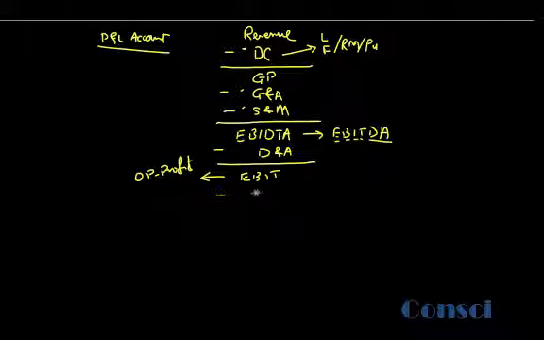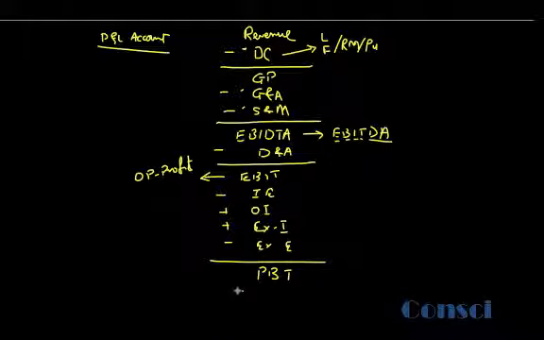From EBIT, you would then deduct interest expenses, then add other income items. Then there is a possibility that there is some extraordinary gain, so I would write as extraordinary income, or there is some extraordinary expenses which will lead to profit before tax. From this profit before tax, you would deduct taxes and you would be left with profit after tax.